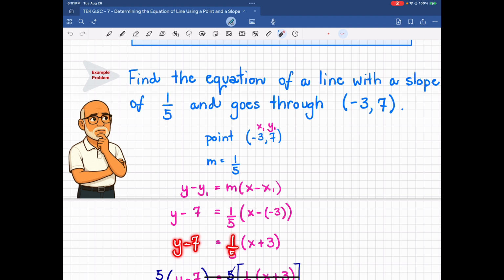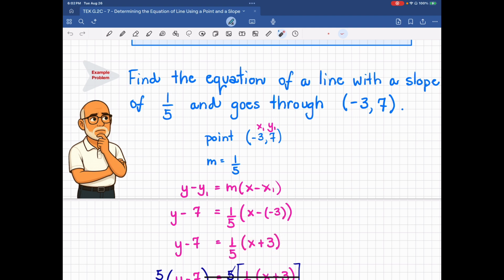So I'm going to take my 1/5, and instead of writing it as x minus a -3, you know that whenever you subtract a negative number, it turns into an addition problem. So it becomes x plus 3. So look, here we've simplified it to be 1/5 times x plus 3.